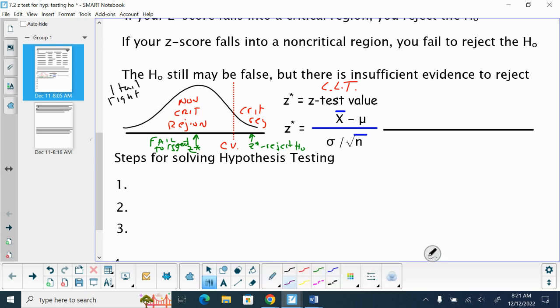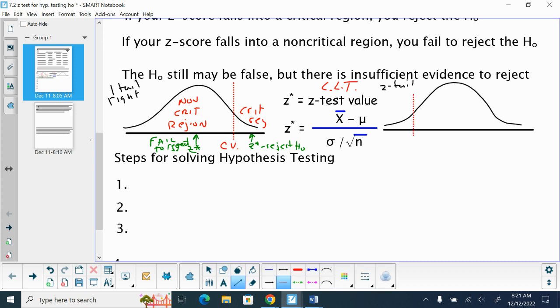When we look at a two-tail, our critical values go here. And we go non-critical and we go critical regions.